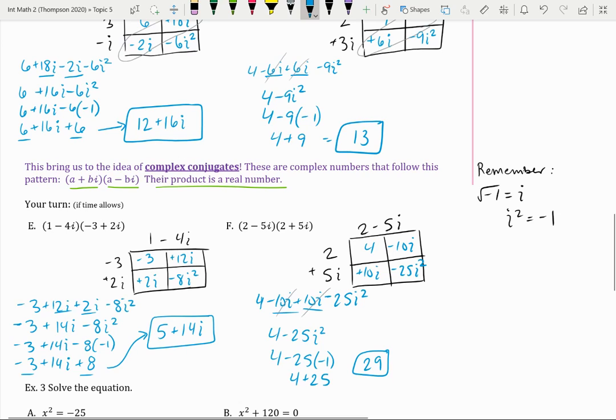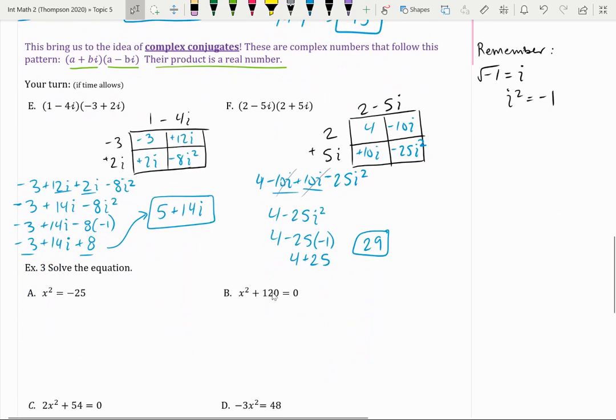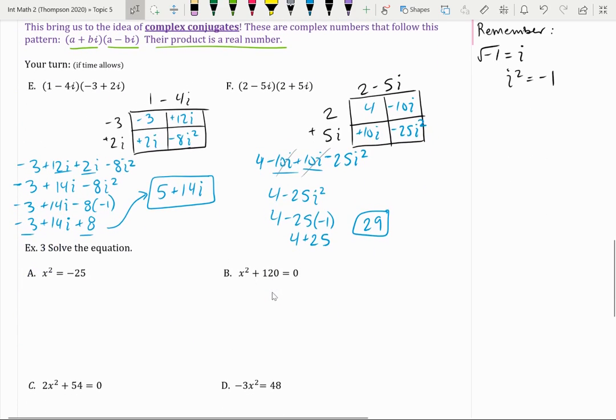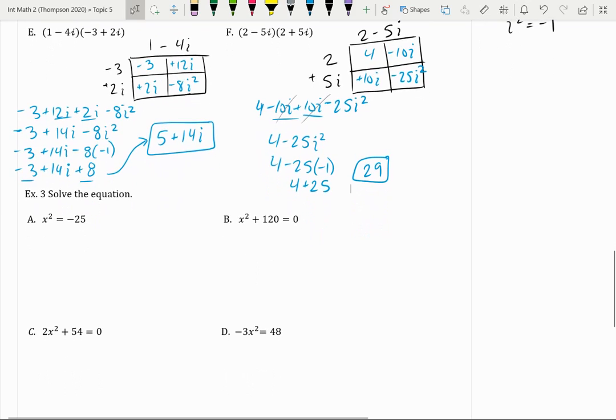Okay. And why do we do all of this? So that we can solve different types of equations. So when we're talking about quadratic equations, we get a negative number on the opposite side. We can now solve this because we know about imaginary and complex numbers. Yay!